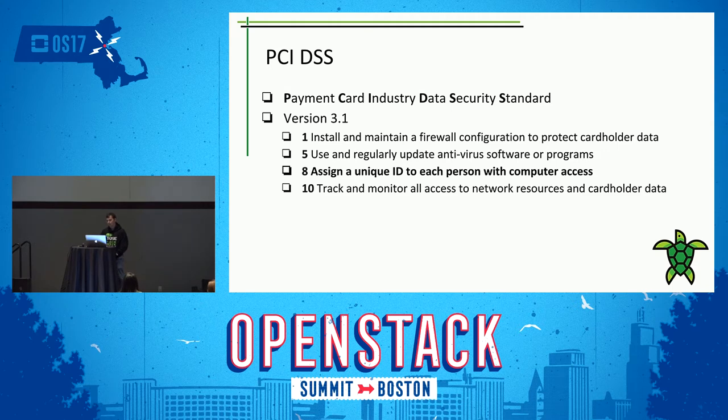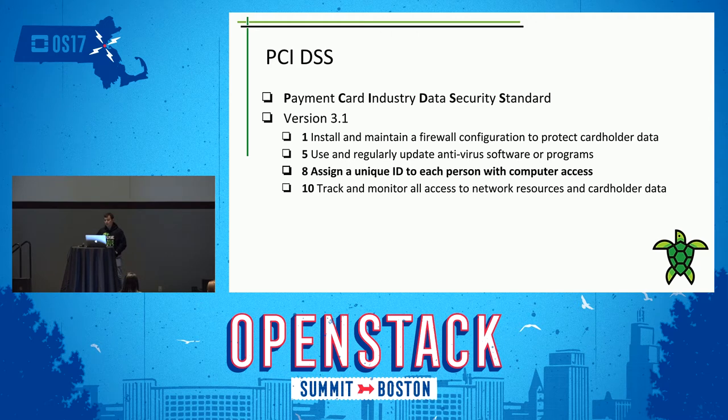And just to have an idea of what the requirements talk about, they cover a range of requirements from the application to the environment the application is running on. For example, the first requirement says that you should install and maintain a firewall configuration to protect the cardholder data. And the 5th says that you should use and regularly update antivirus software in the machine you are running your application on. And the 10th says that you should track and monitor all the network resources. And the very specific requirement we'll be looking at in this talk is the 8th requirement that says you should assign a unique ID to each person with computer access.